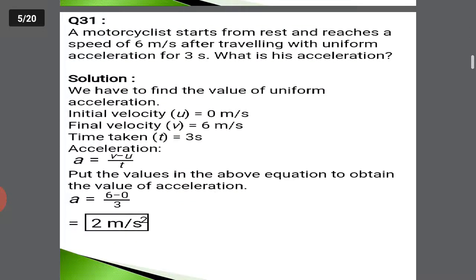Now next question. A motorcyclist starts from rest and reaches a speed of 6 meter per second after traveling with a uniform acceleration for 3 seconds. What is his acceleration? Initial velocity will be 0 as he starts from rest. Final velocity is 6 meter per second. Time taken is 3 seconds. Acceleration a is equal to v minus u by t. Put all the values, then it becomes 2 meter per second square.